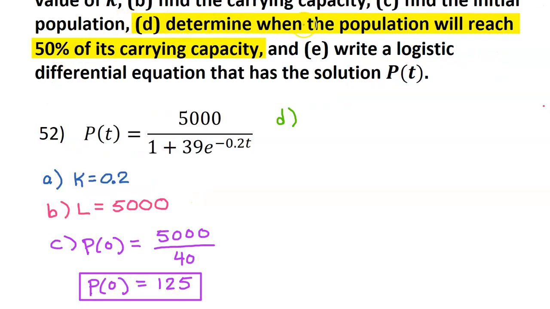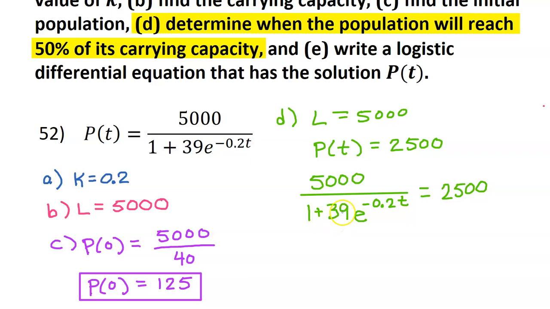Part D. Determine when the population will reach 50% of its carrying capacity. In this case, the carrying capacity is 5,000. So we are looking for the time when the population will reach half of this. In other words, for what time t will P of t equal 2,500? We need to set our expression for P of t equal to 2,500 and solve.